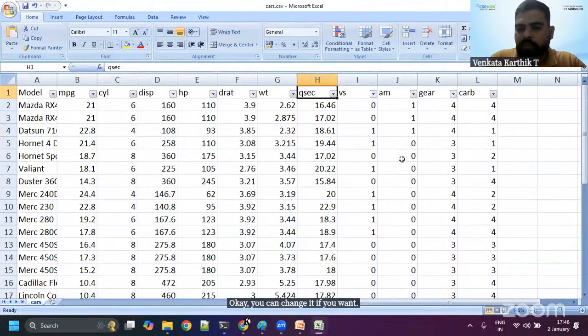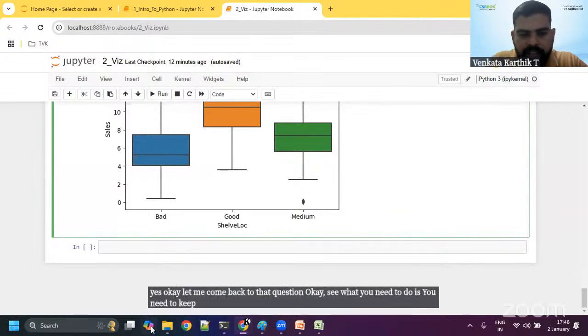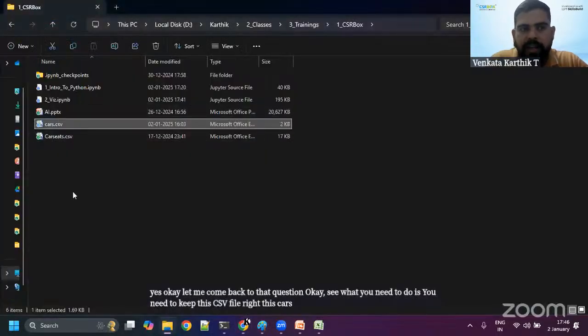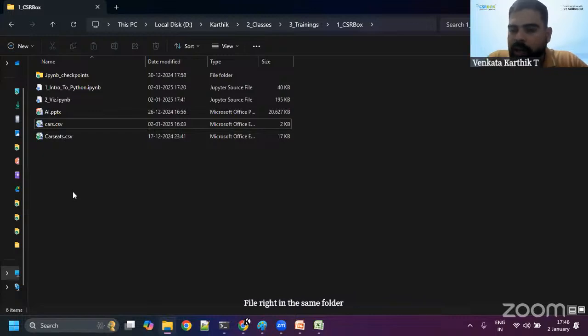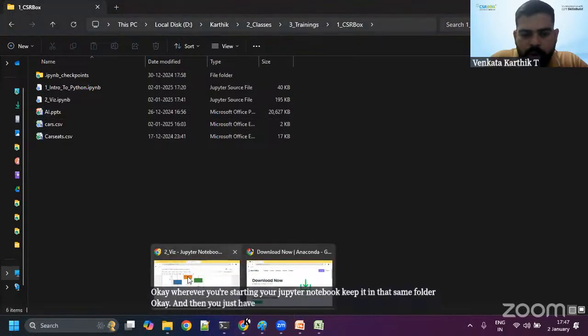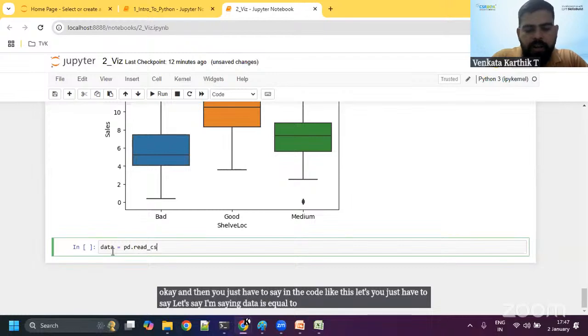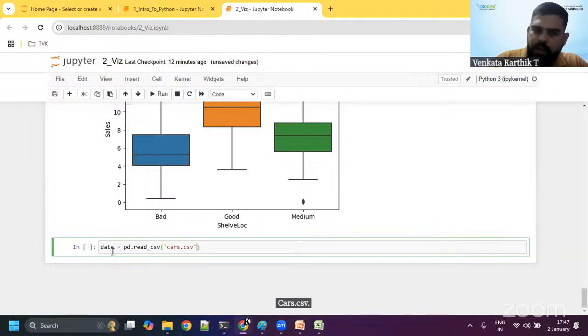How to import the file in Jupyter Notebook? Yes. Okay, let me come back to that question. See, what you need to do is keep this CSV file, this cars file, in the same folder where you have started your Anaconda. Wherever you're starting your Jupyter Notebook, keep it in that same folder. And then you just have to say in the code like this: data is equal to pd dot read underscore csv cars dot csv. And you can read that data.